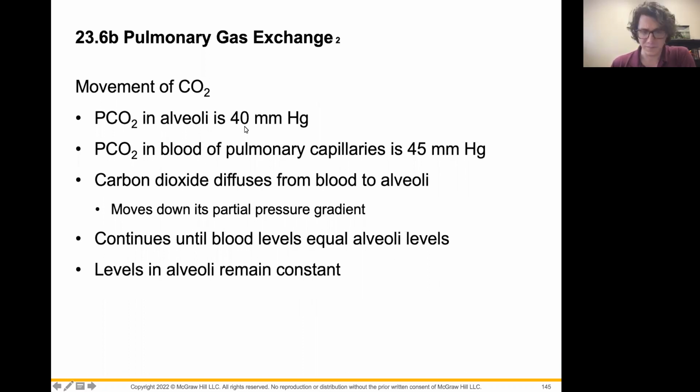CO2 in the alveoli is 40, and the CO2-rich blood is 45. So we're going to see the carbon dioxide diffuse across, and we do this until the blood level equals the alveoli level. So we're going to continually move that CO2 out of the blood and into the alveoli so that we can then breathe that air back out.